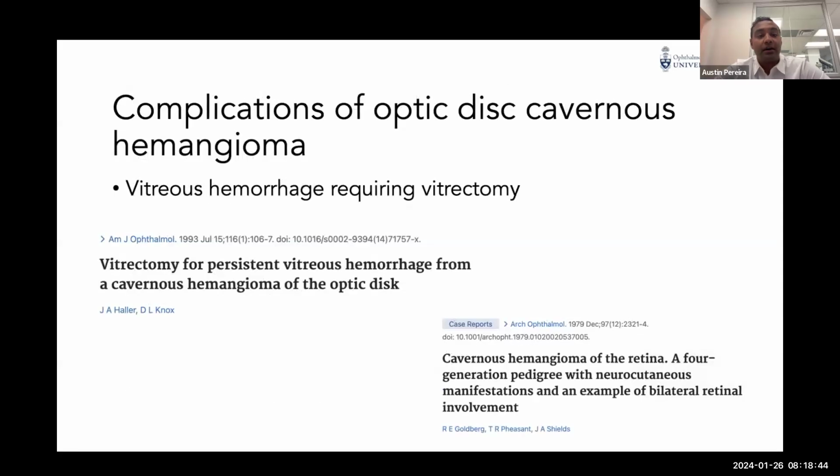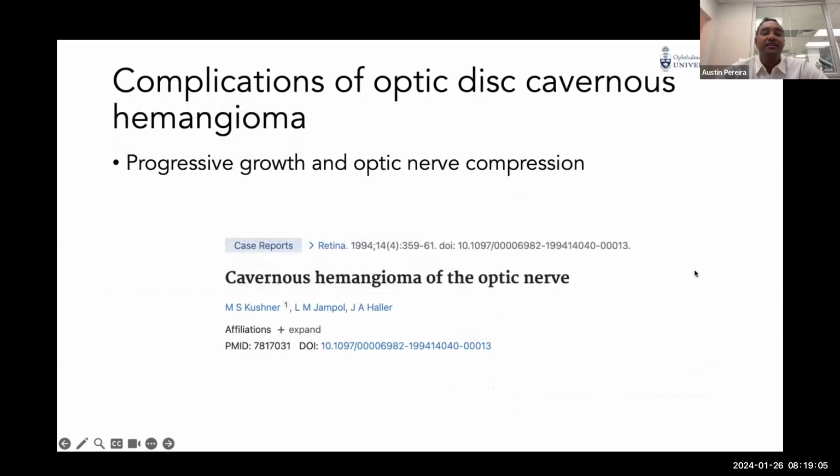But for us ophthalmologists, complications of the optic disc cavernous hemangioma include vitreous hemorrhage that may require vitrectomy. Here are two cases published in the American Journal of Ophthalmology and Archives of Ophthalmology that demonstrate a persistent vitreous hemorrhage requiring vitrectomy for these cavernous hemangiomas of the optic disc. Interestingly, these hemangiomas can have progressive growth leading to optic nerve head compression and progressive vision loss, as demonstrated by a case report in 1994 by Kushner et al.